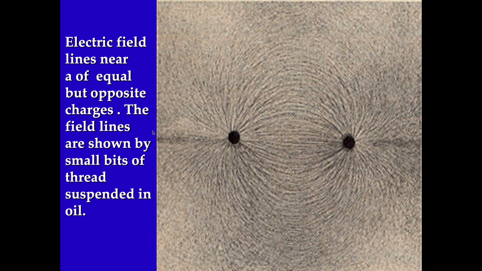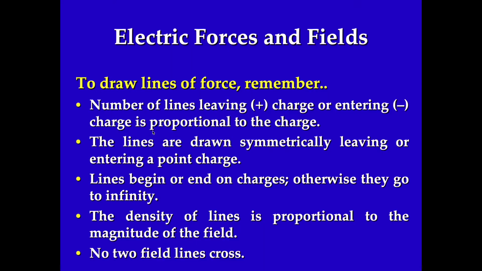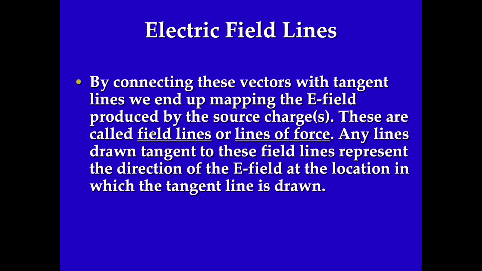So you can see the field lines. What you see there, let me go back. They're basically the arrows that you see there connected by tangent lines. I didn't realize you covered stuff like this in biology.